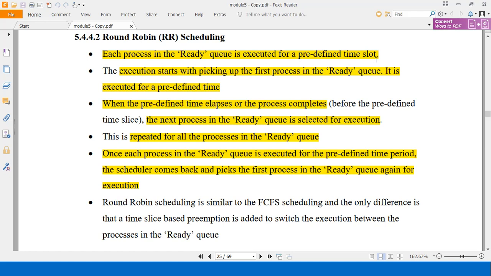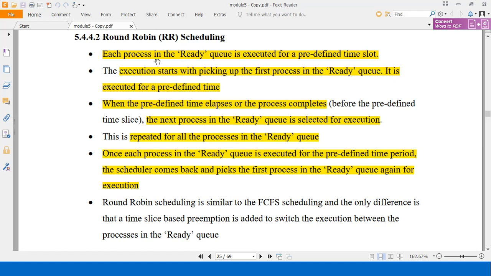This time slice can be, let's say, 1 millisecond or 1 microsecond, or 2 milliseconds, 2 microseconds, 3 milliseconds or 3 microseconds, like that. So there will be a predefined time slot which will not change. Once it is decided upon, it will be fixed, 2 microseconds or 2 milliseconds, 1 microsecond or 1 millisecond, some time slot.